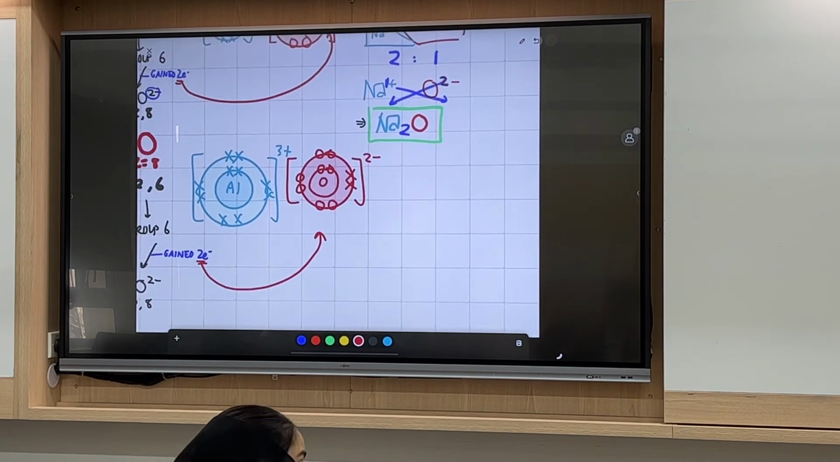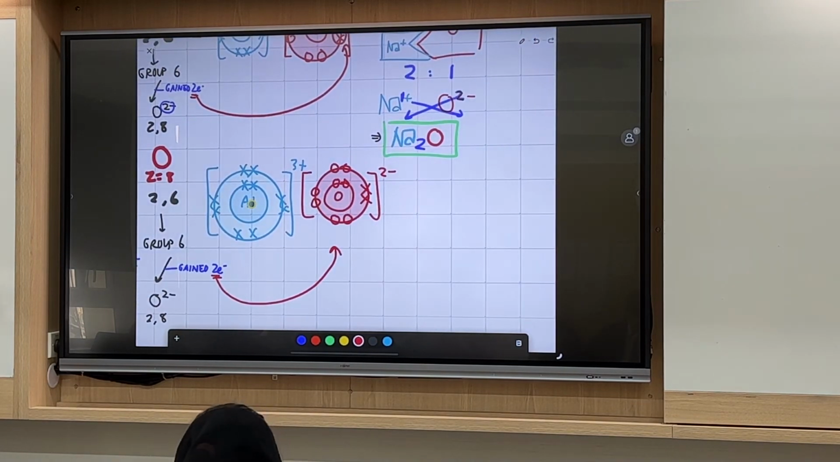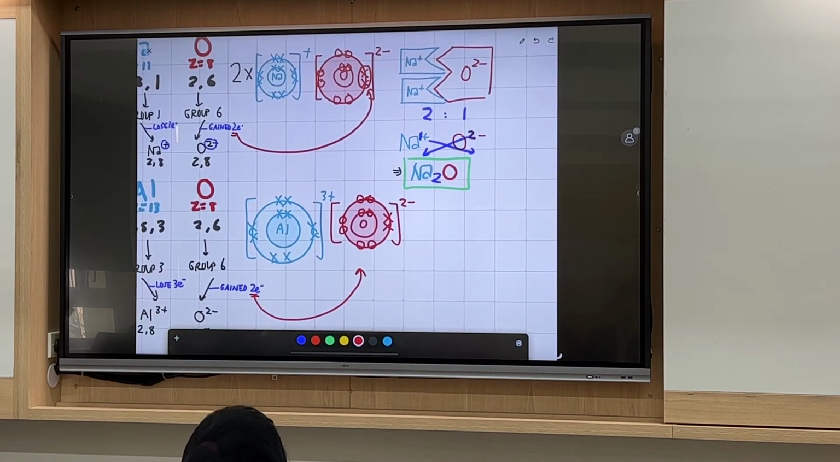Okay, let's figure out what ratio they should be in, using the puzzle method. How many depressions should a single Al3+ ion have? This is what I mean by depression. How many groups? 3. So draw a puzzle piece with 1, 2, 3 depressions. What about O? How many protrusions? 2. Yes, O should have 2.